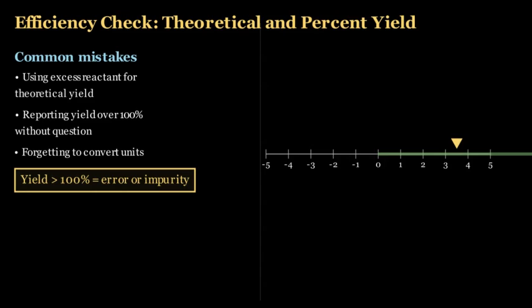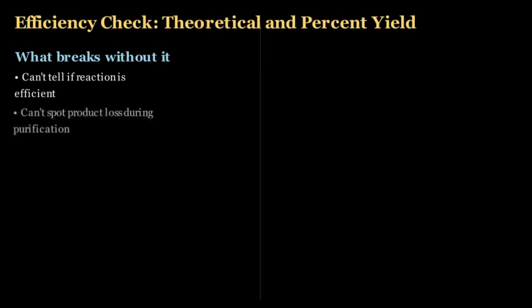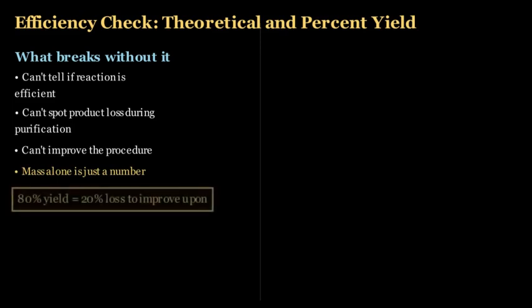Without percent yield, you're flying blind. A mass of 3.2 grams means nothing by itself. Is that good or bad? Percent yield tells you. If it's low, you know you lost product during filtration or transfer, and you can improve your technique. If it's consistently high, you might have impurities. It's the difference between just doing a reaction and actually understanding how well you did it. So the whole idea is, percent yield turns a raw mass into a meaningful efficiency score.